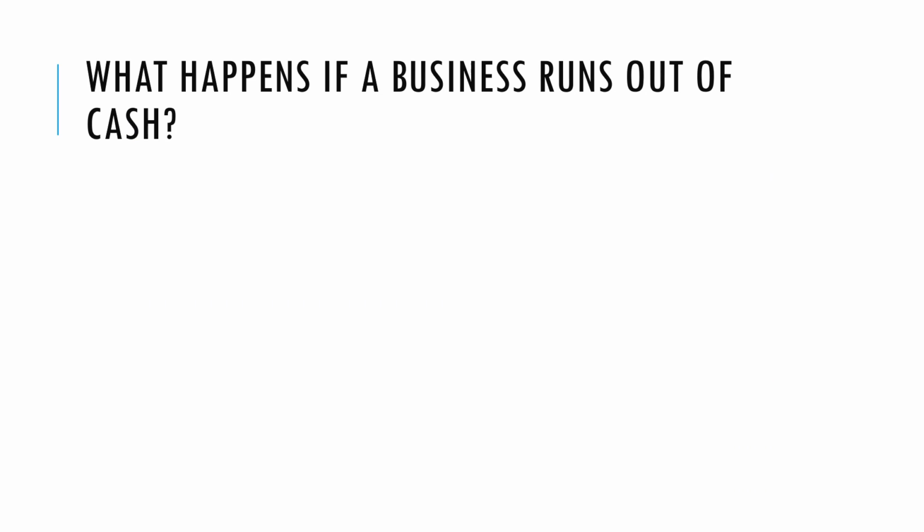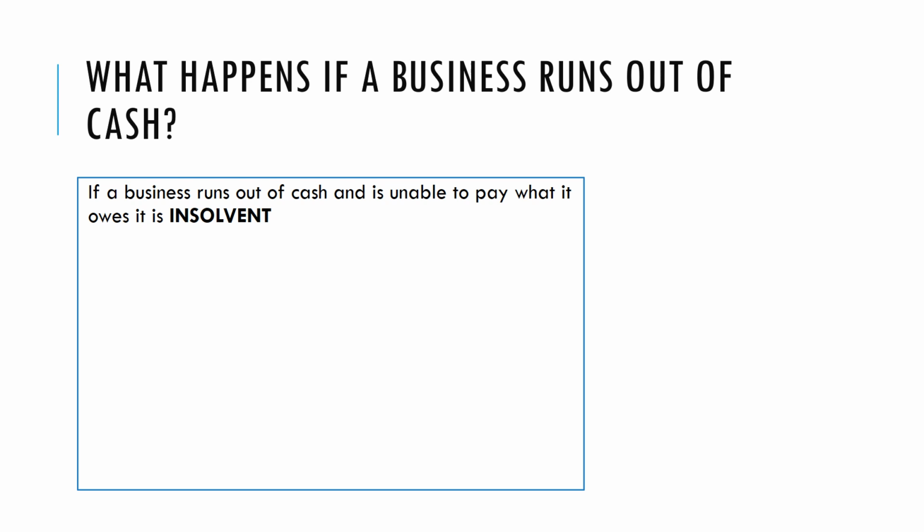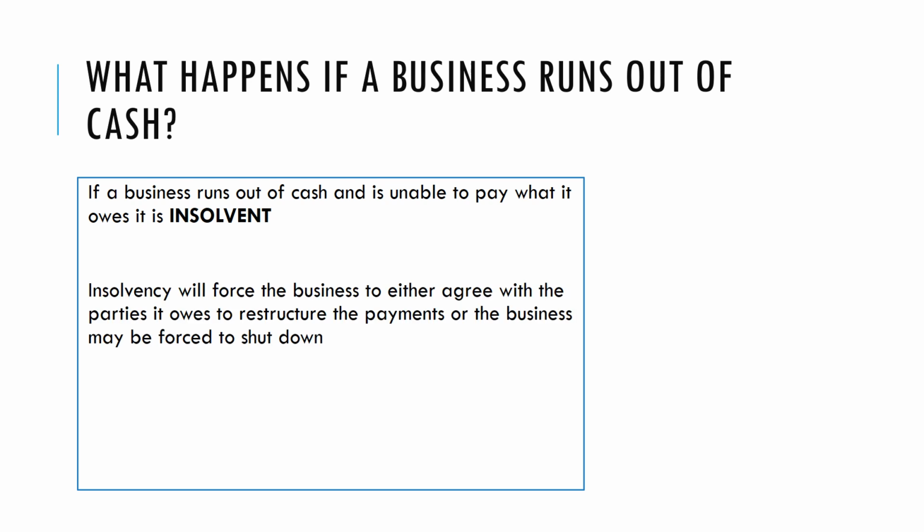Now here's a good question. What happens if a business runs out of cash? Well, if a business runs out of cash and is unable to pay what it owes, we describe the business as being insolvent. If you or I run out of cash, we're described as being bankrupt, but for a business it's described as being insolvent. The business doesn't have any cash left to meet any payments.